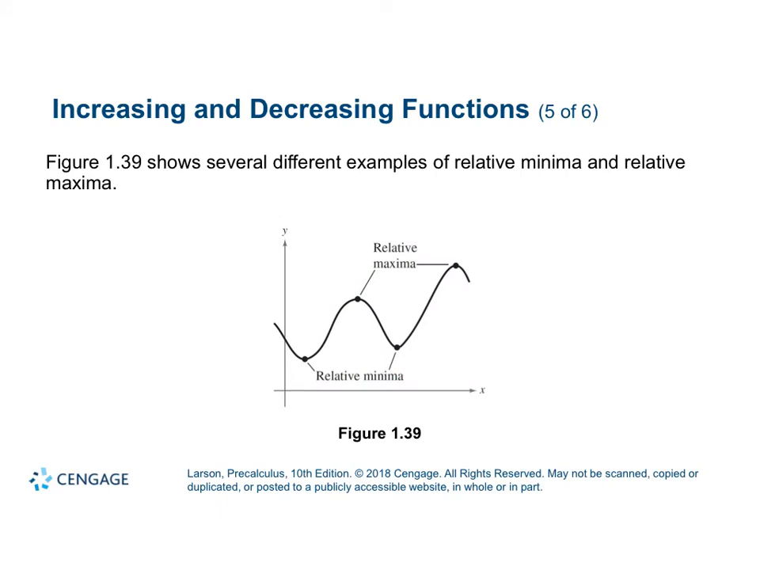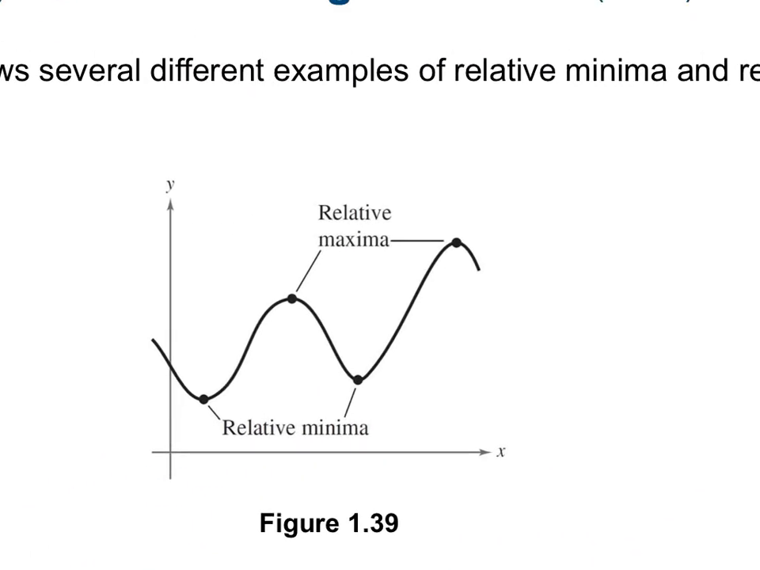Okay, next slide. Again, this one's a repeat. We have our relative max and min. The graph shows several different examples of relative min and relative max. So we know that our max is always going to be the tippy top points here, and then the relative min is always our little valleys that we have in here.